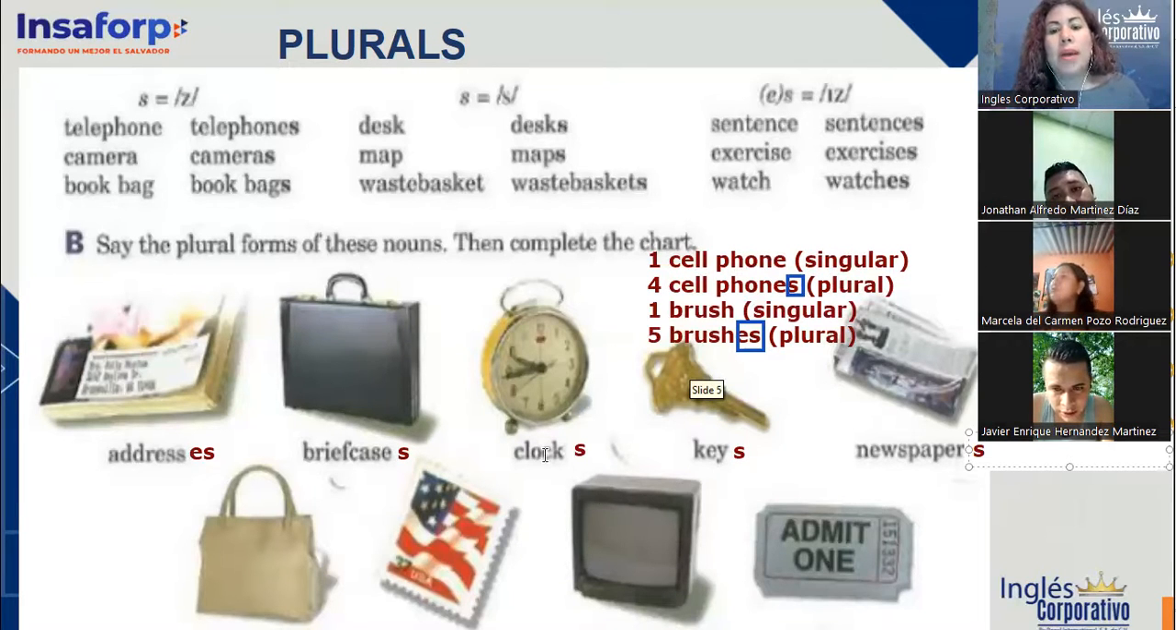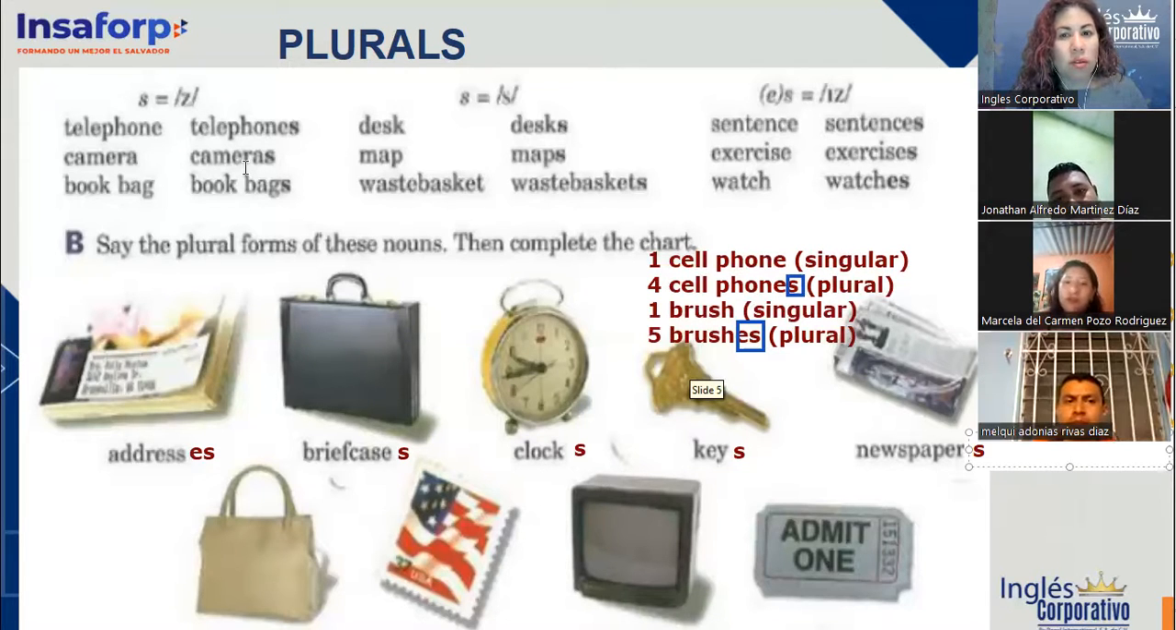Ajá. Ok. Ahora practiquemos la pronunciación. Ah, no, perdón, chicos. Creo que no se puede ver abajo. Pero ¿logran ver abajo? No. No, pero aquí tengo. Dice, curse, dice que se llama eso.